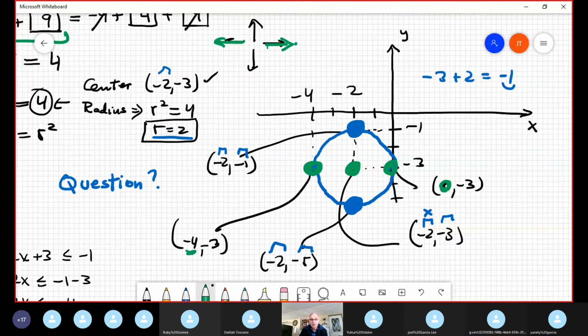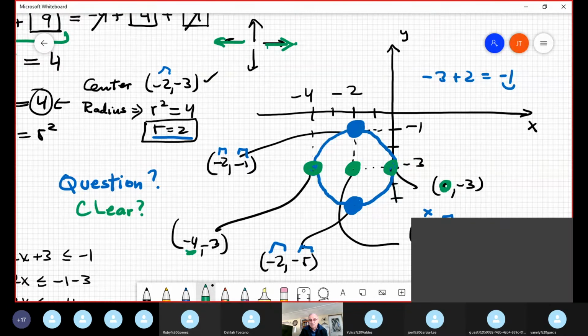Make sense or clear? Or not clear? Clear or no? Come on, I need to know. Yes or no? Come on, answer me. It's clear. Okay. Just in case, let me check it in Desmos.